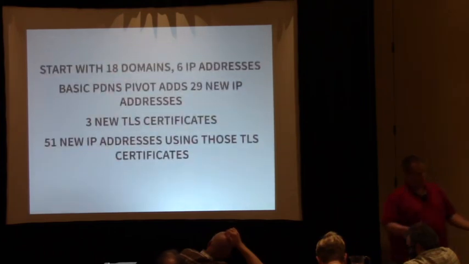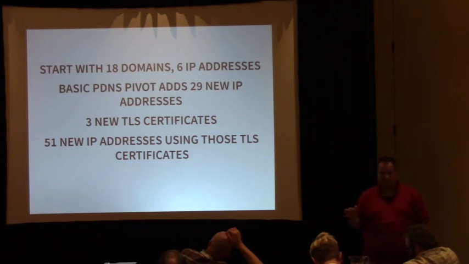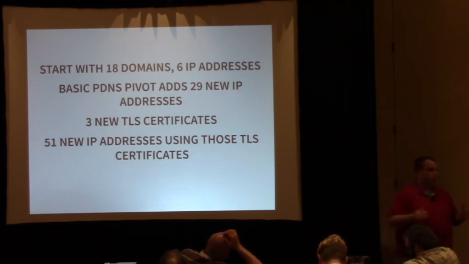So with that, we started with 18 domains, 6 IP addresses. Doing basic passive DNS pivots, we added 29 new IP addresses. Doing a TLS certificate pivot, you get 3 new certs. Pivoting on that, you have 51 new IP addresses.